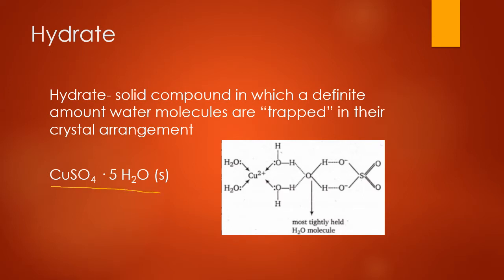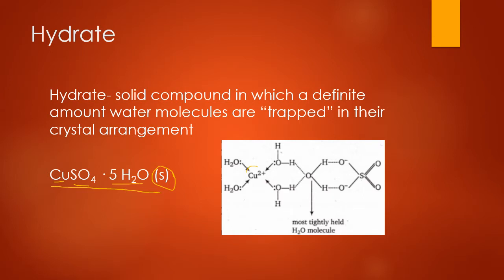Notice, this is a solid. Also notice, it has 5 water molecules. That means for every 1 copper ion and for every 1 sulfate ion, there are 5 water molecules in that crystal structure, in that lattice arrangement. I have an example shown over here to the right in this white box.